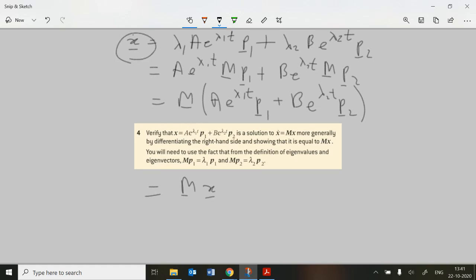Therefore we have shown that this is equal to this, and therefore this is equal to this thing here, which is what they've asked us to show, provided that this is a solution. So verify that this is a solution. Well, given that it's a solution, it does work. Not quite a proof, but given that it is a solution, then it does work. We've done that. I think we can stop there.